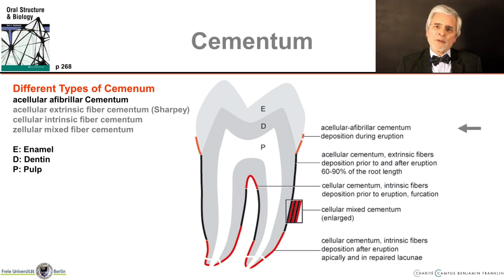The acellular, afibrillar cementum does not contain any cementocytes and also no collagenous fibers. It is the first layer of cementum that is formed during tooth development. In this respect, it primarily even also covers part of the cervical enamel. That sounds a little bit unusual, but it is true. The cervical parts of the enamel crown may actually also be covered with cementum.